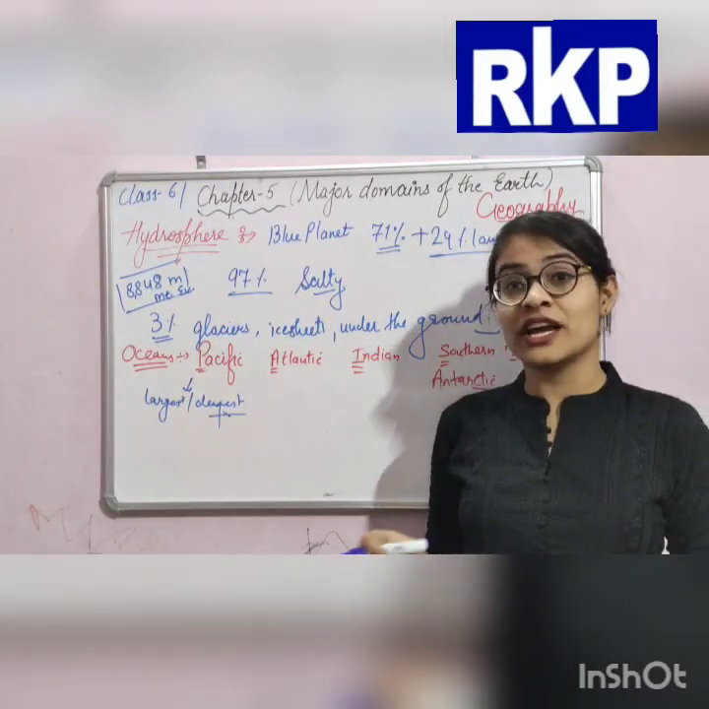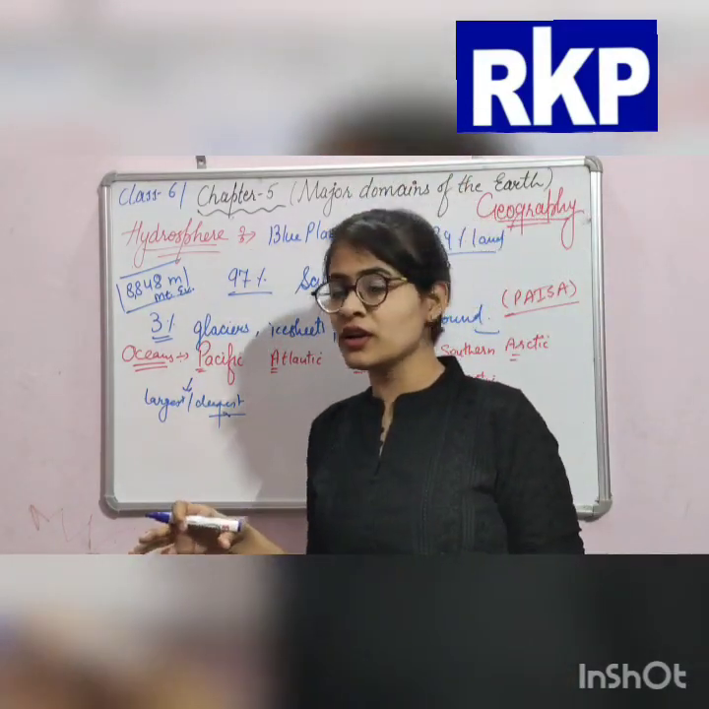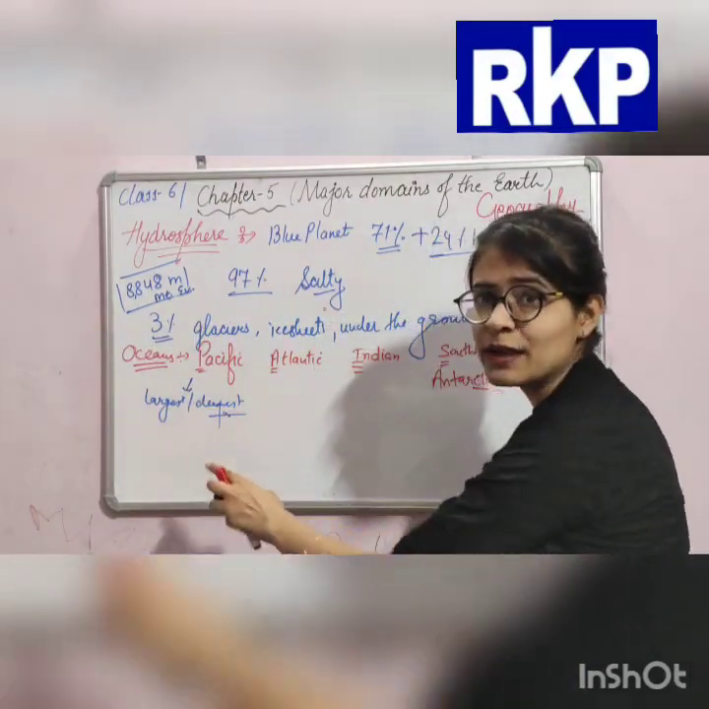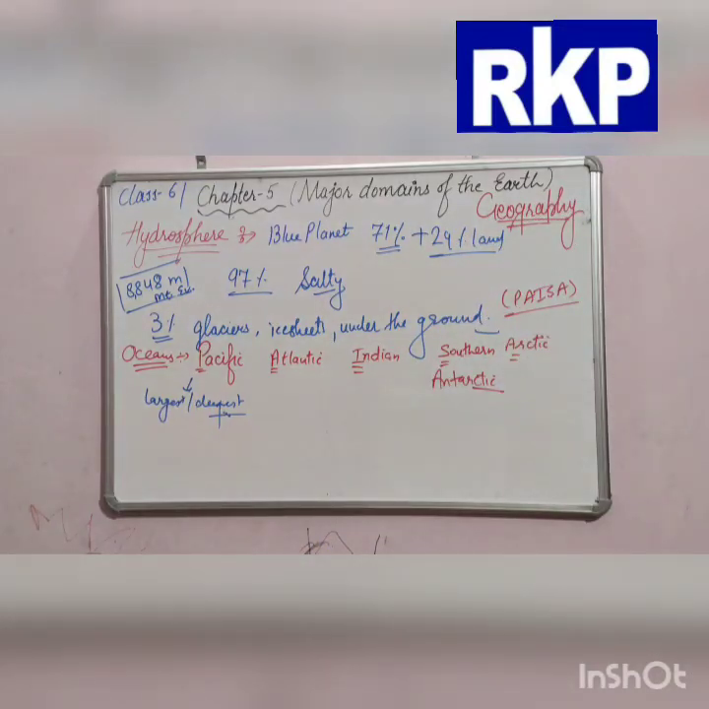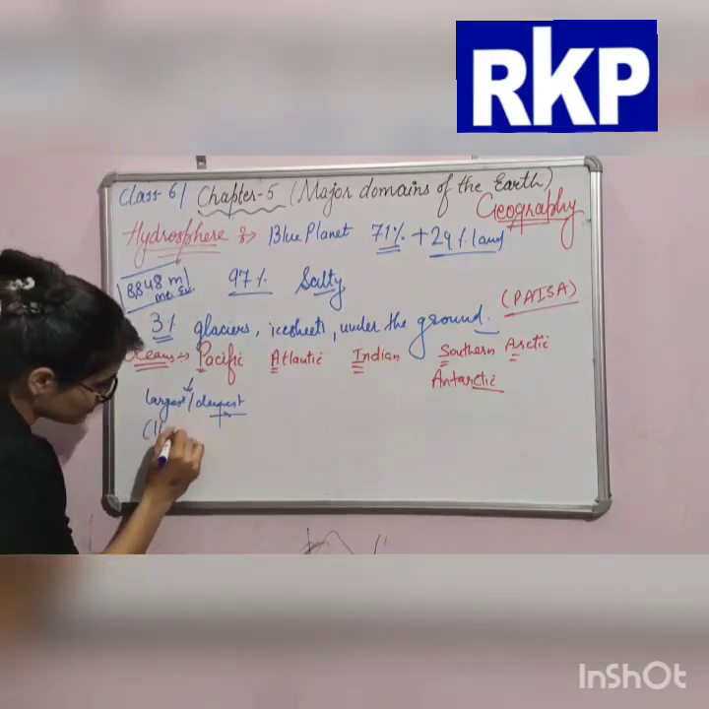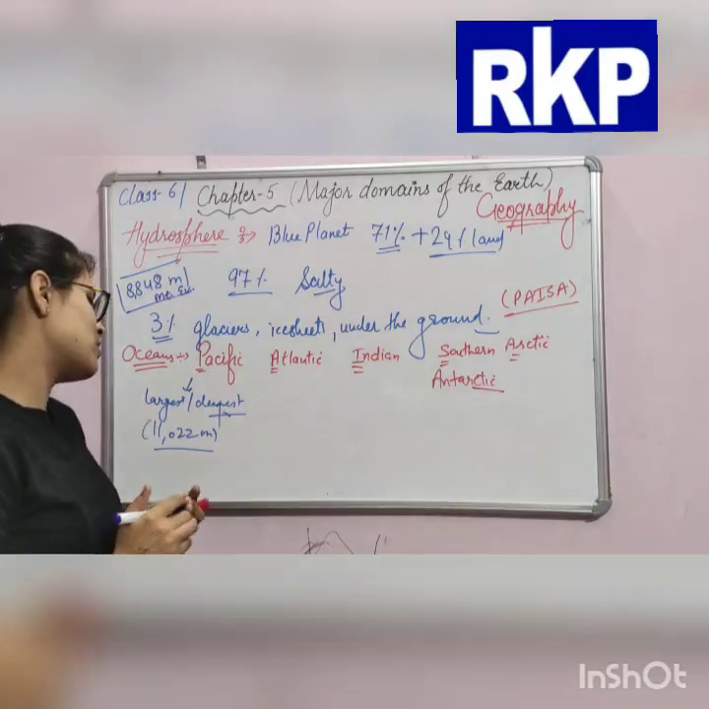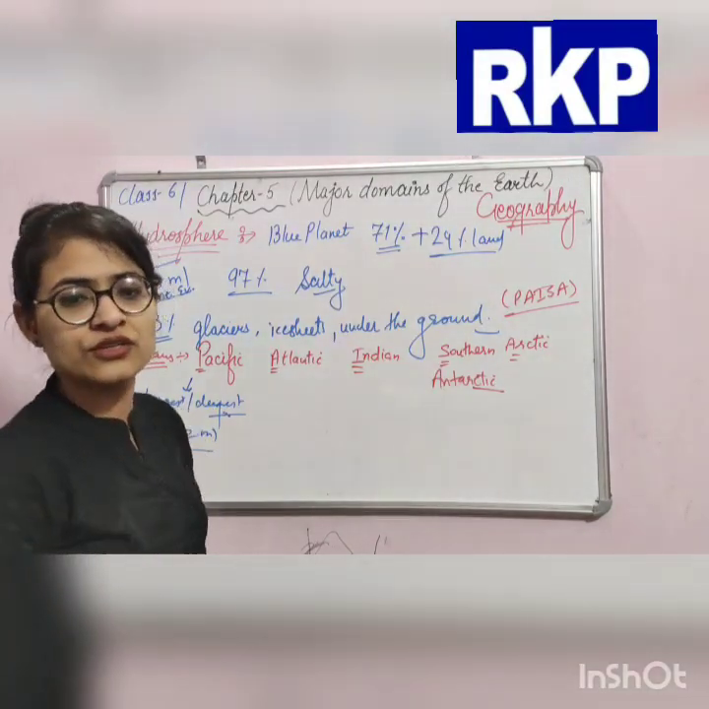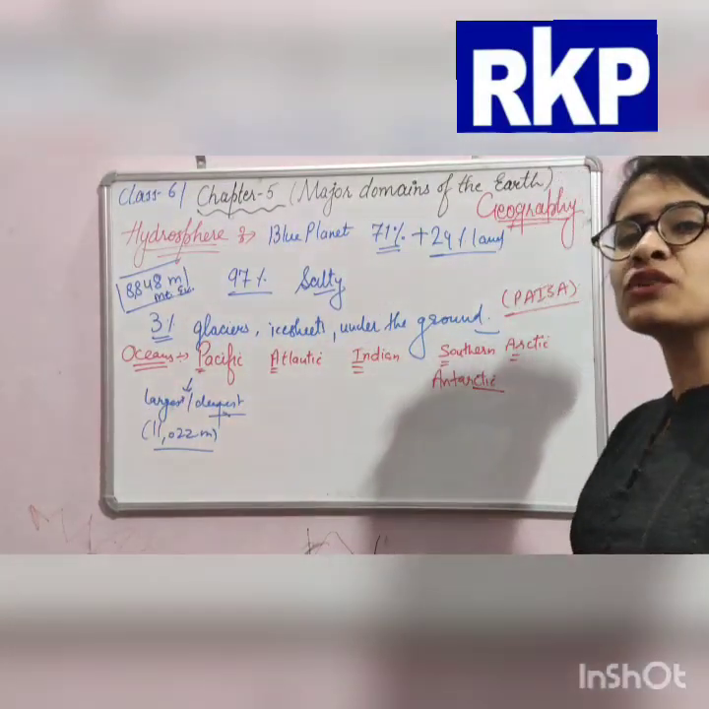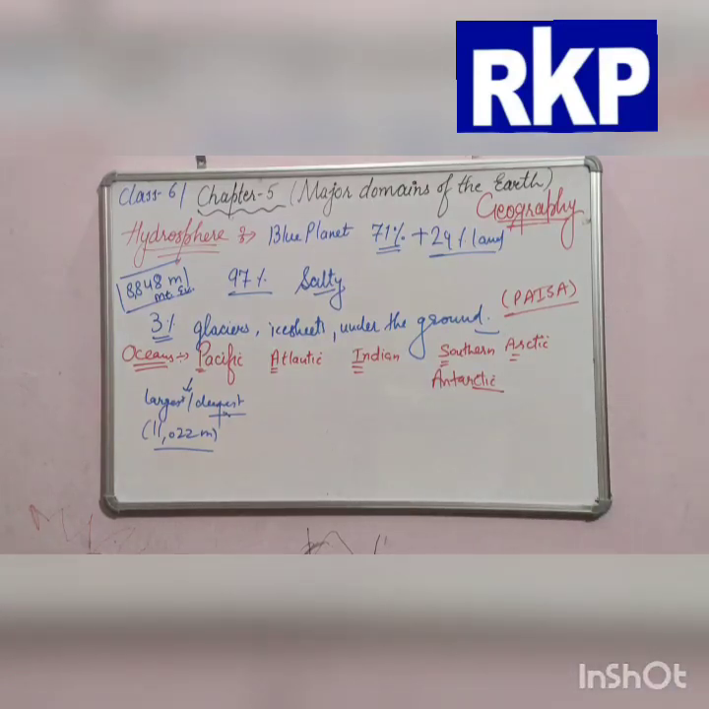Now you can assume that if Mount Everest is the highest peak of the world, the depth of the ocean is more than the height of Mount Everest. It is around 11,000 meters, that is around 11 kilometers. So that is the Pacific Ocean, the largest and the deepest.